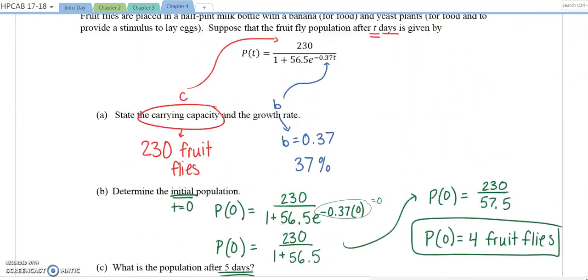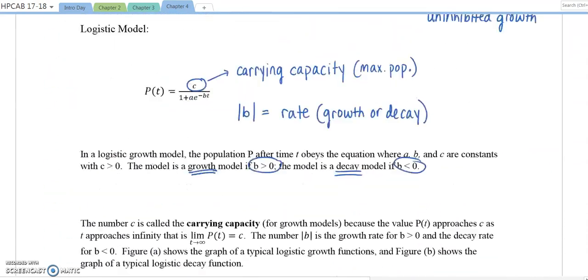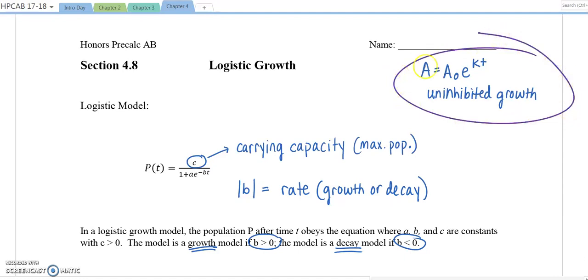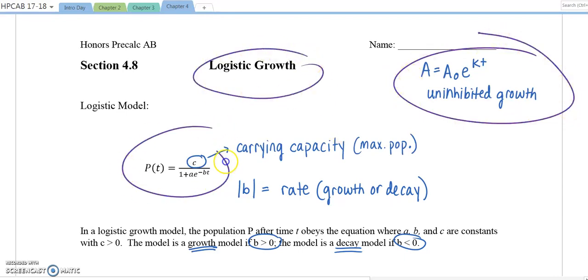So it's just another type of model. Now we've seen two models. We've seen uninhibited growth and we've seen logistic growth. Hopefully, the problem will tell you exactly what type you're dealing with, and that will give you a sense of which formula to use and how to approach the problem.